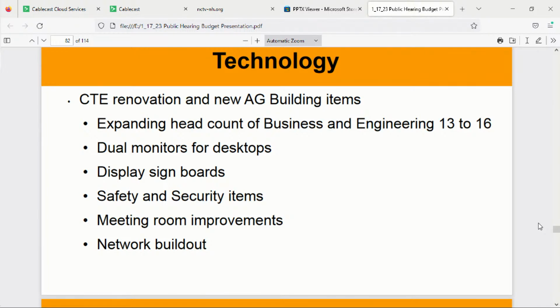There's a lot of discussion about different display signboards going around the buildings, which you see in a lot of businesses and sports arenas. Not that we're going to be doing some jumbotron or anything like that, but it gives us the ability to display to students things that are upcoming a little more flashy than reading an announcement over the PA system. We're also going to be increasing some of our safety and security items. Again, additional cameras, better cameras, more coverage.